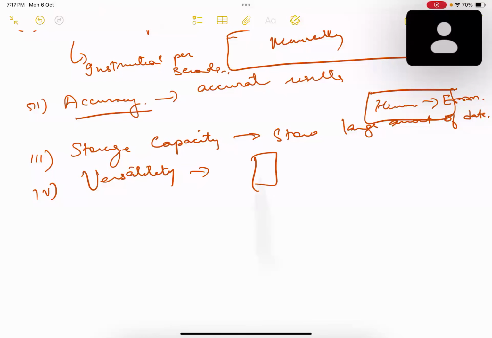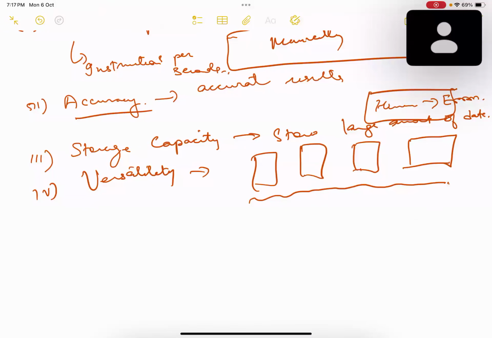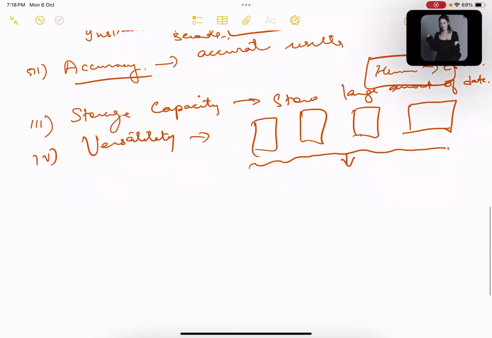You can open MS Word, MS Excel, and Paint, as well as other software like AutoCAD and SketchUp. All these different types of software you can open and use simultaneously. So another feature of a computer system is what is known as versatility.